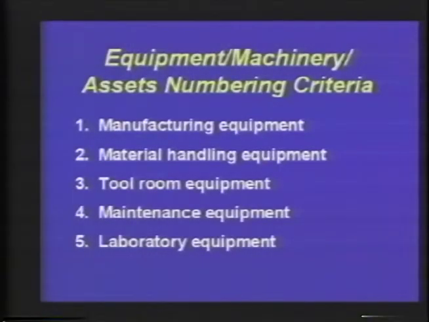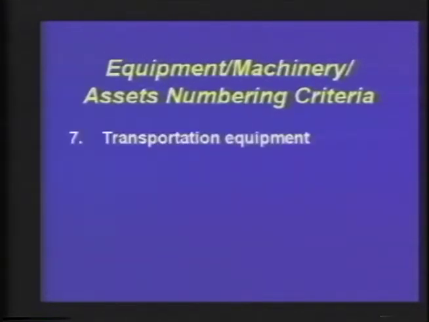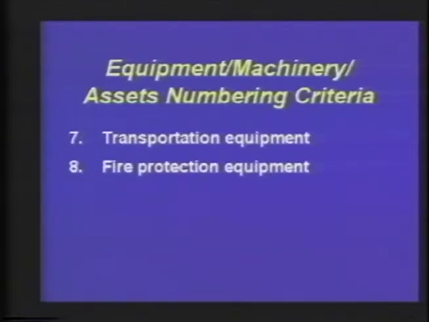Item 5 addresses laboratory equipment. 6, R&D, that's research and development equipment. 7 is transportation equipment, generally over-the-road type of equipment here. Then 8 is fire protection, and 9 would be buildings.